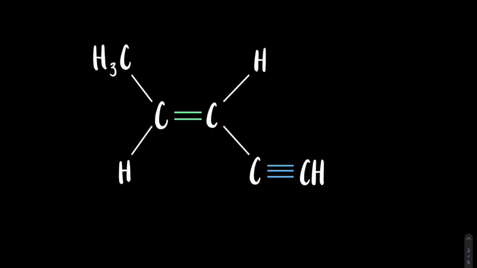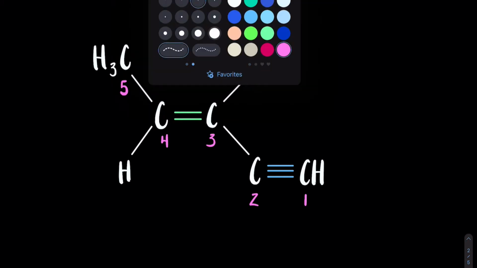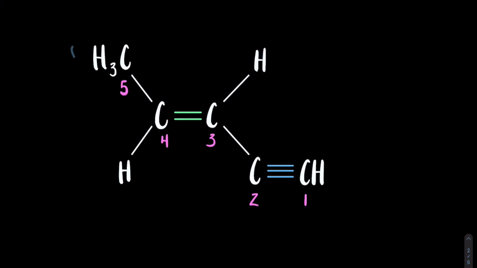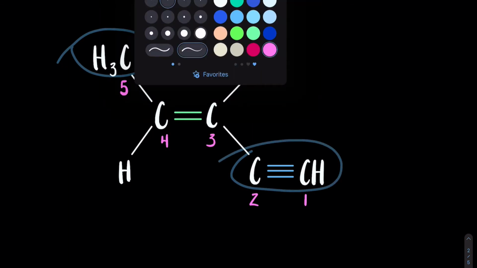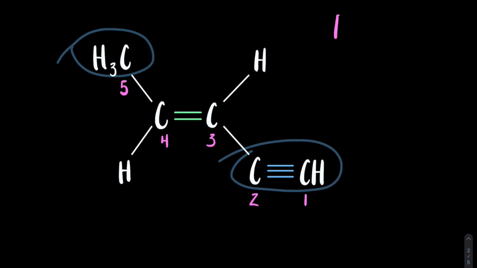So now we have a double bond and a triple bond. So we go 1, 2, 3, 4, 5. So we have 5 carbon atoms. And what do you notice? The 2 heavier substituents are on opposite sides of the molecule. So this is going to designate the molecule as E.